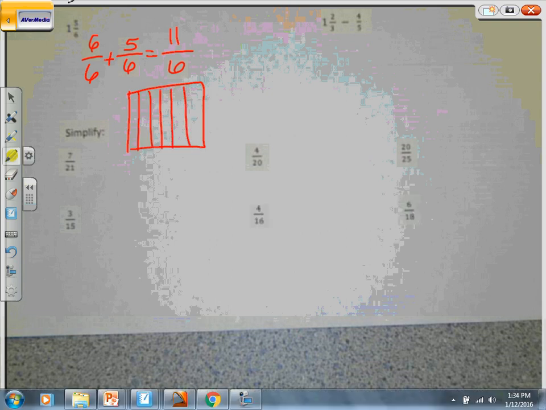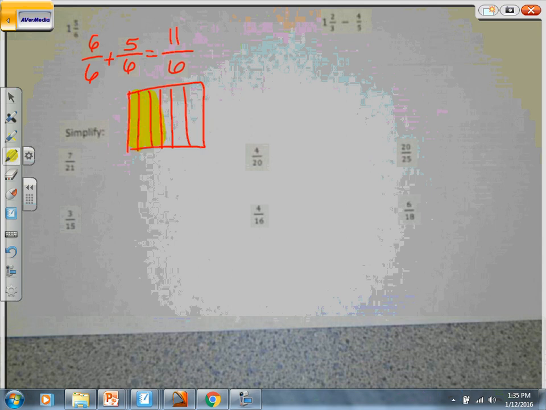I have 5/6 plus 1 whole, which I'm going to change to 6/6. Add those up, that gives me 11/6. Show that in a rectangular model. 1, 2, 3, 4, 5, 6.